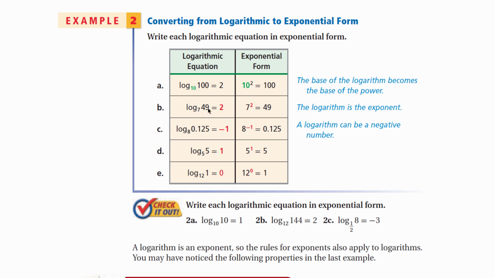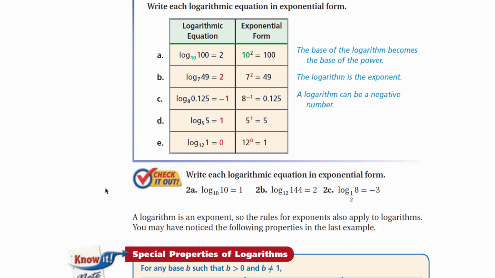Log base 7 of 49 equals 2 becomes 7 to the power of 2 equals 49. Log base 8 of 0.125 equals negative 1 means that 8 to the negative 1 is 0.125. Log base 5 of 5 equals 1 means that 5 to the first power equals 5. Log base 12 of 1 equals 0 means that 12 to the 0 power equals 1. All right, go ahead and pause the video and check out problems 2a, 2b, and 2c.